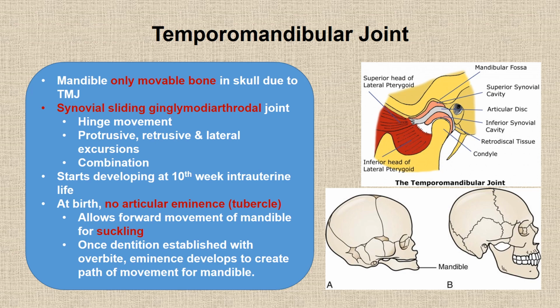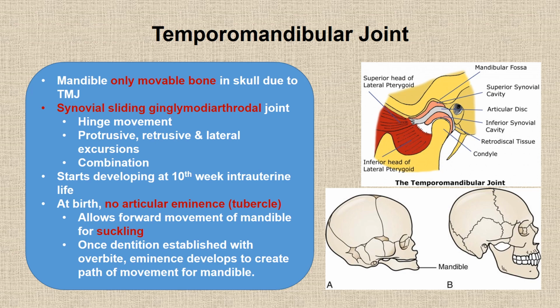What this basically means is, if we compare with mammals, for example carnivorous mammals, the temporomandibular joint is only capable of a hinge movement. Hinge movement means basically an opening and closing movement. But in the human temporomandibular joint, the mandible is not only capable of a hinge movement, but it can also do protrusive, retrusive, and lateral extensions, or a combination of all these movements.